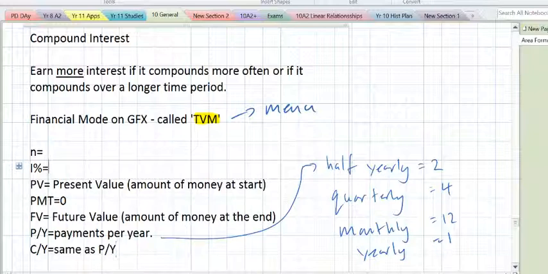Alright, what about interest? It's a percent, and we don't convert to decimal. The calculator does it automatically. So if the question says earn 7.5% interest, you type in 7.5. If it's 12% interest, you just type in 12. That's much easier.